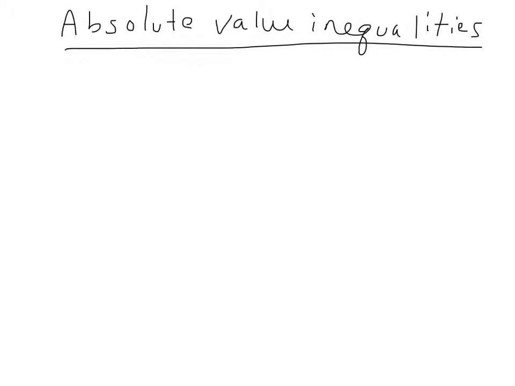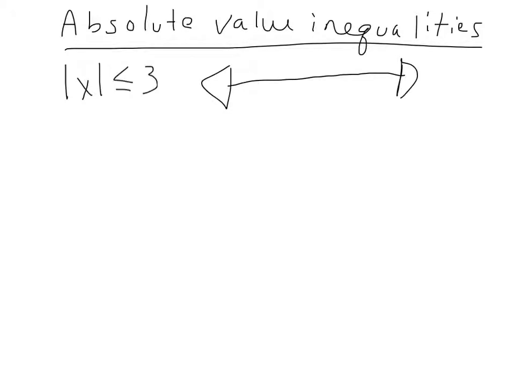Okay? So, for instance, let's say I give you the absolute value of x is less than or equal to 3. In words, that would be what? So what numbers, distance from 0, are less than or equal to 3? Let's make a number line. And can anyone give me specific examples of numbers whose distance from 0 is less than or equal to 3?